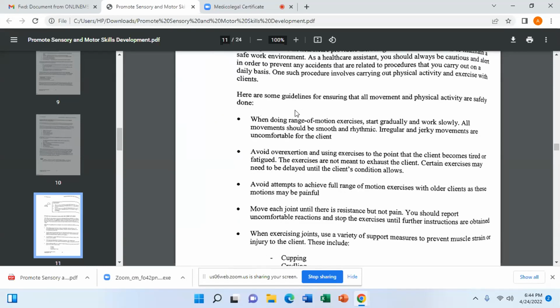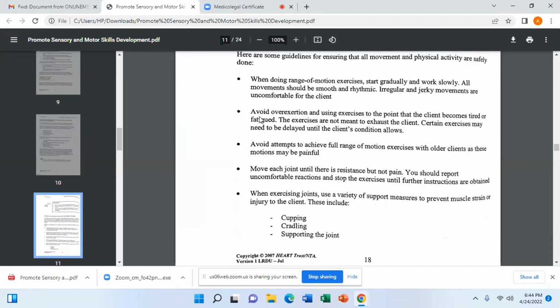So some of the things that you would do in your physical activity is doing a range of motion exercise. You gradually start slow and then increase intensity, right? And it should be smooth and rhythmic. Irregular and jerky movements are not recommended. It says avoid overexertion. So you know some people do a lot of exercise for hours. Don't do that. Just minimize it to maybe like 30 minutes.